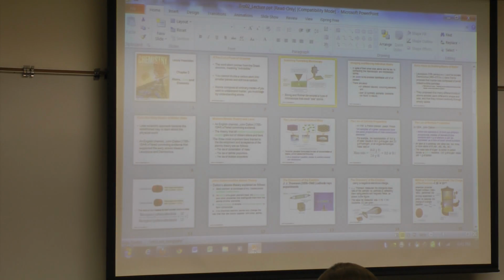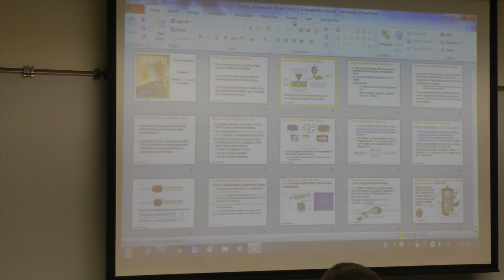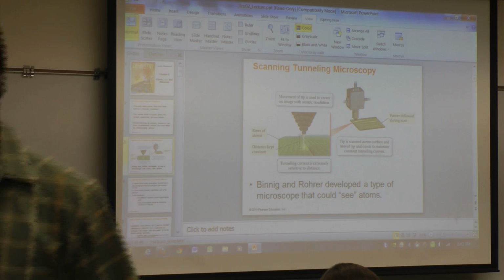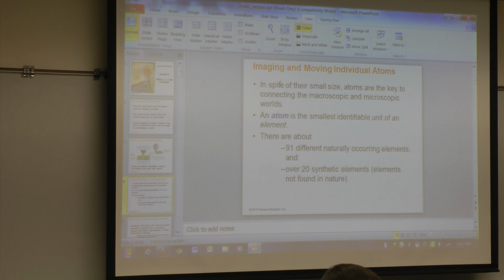So that's so cool, huh? Binnig and Rohrer developed a type of microscope that could see atoms. And like he said, you can actually get an individual atom, and you see how they made IBM one atom at a time using the scanning tunneling microscope. So this is actually how we can image and move atoms around.